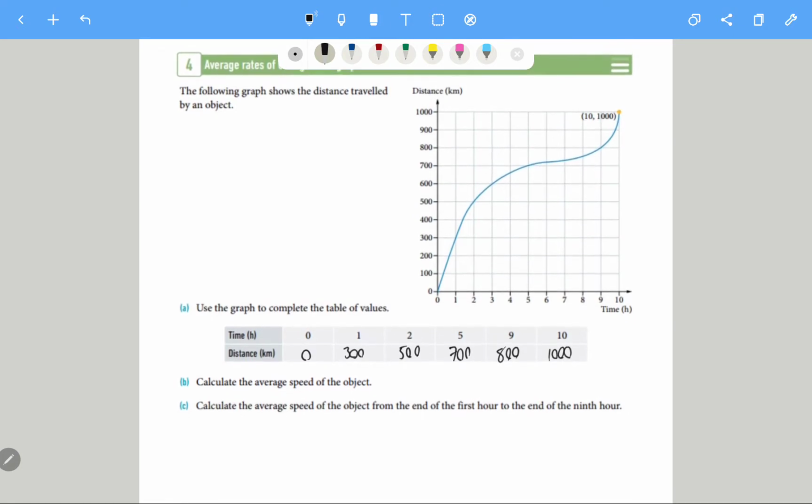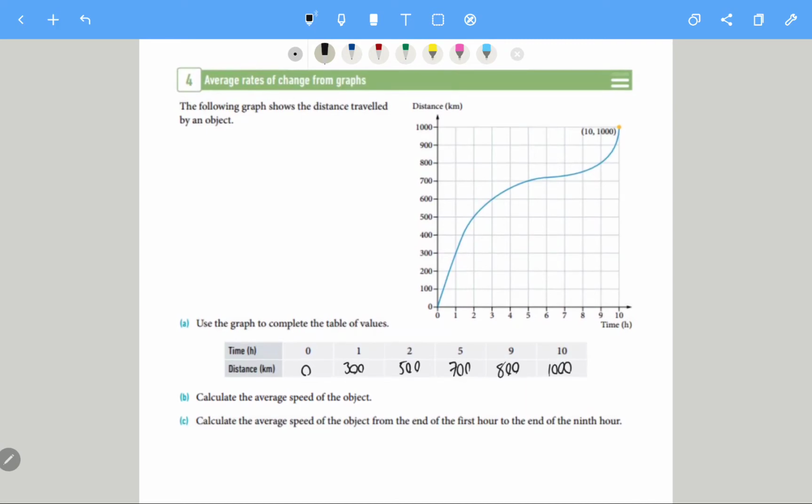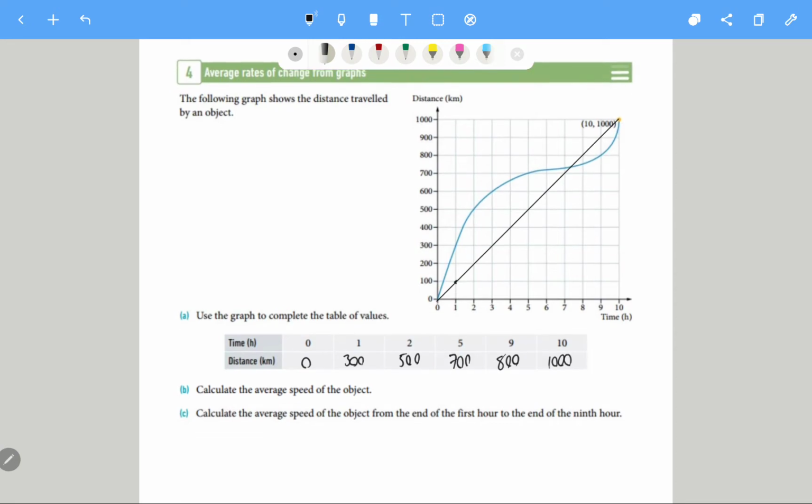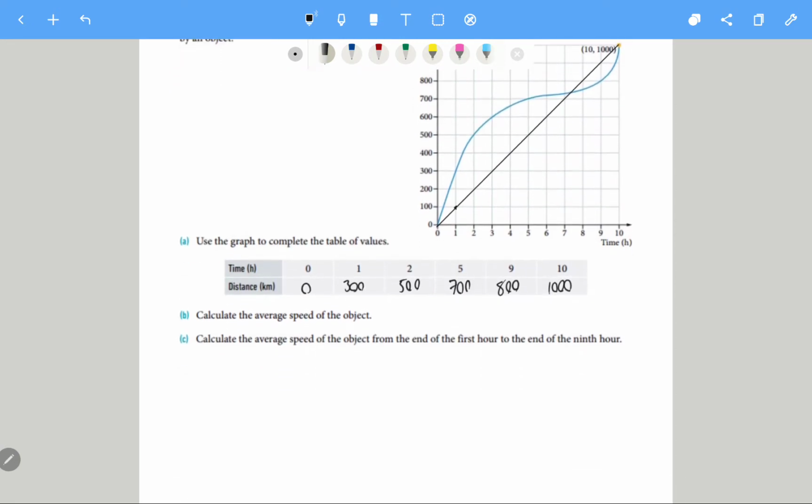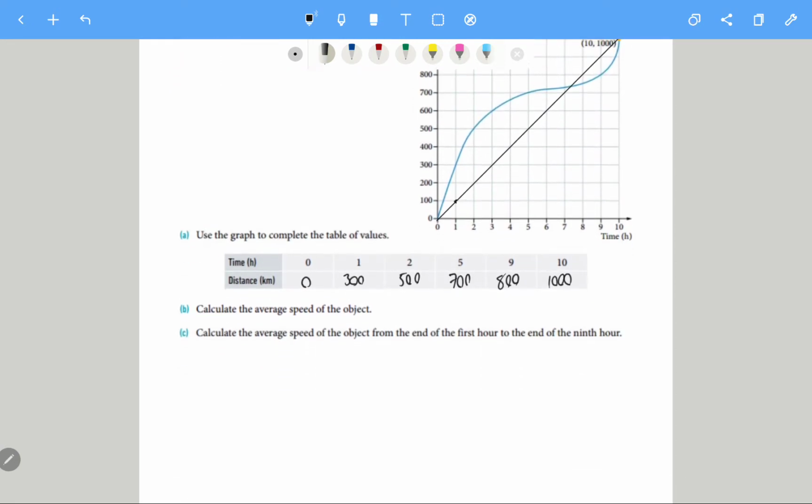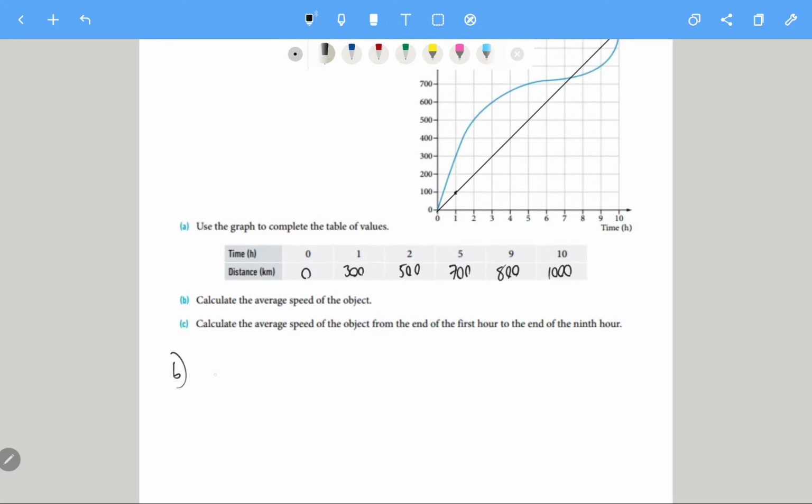Calculate the average speed of the object. Well, the average speed would be over the whole thing, and we could actually just have a look by connecting the beginning to the end, and we'd see that it almost perfectly matches. In fact, it does perfectly match up. In 10 hours, we've gone 1,000. So, for part B, the average speed of the object, well, that's the average rate of change, for speed is a rate of change.